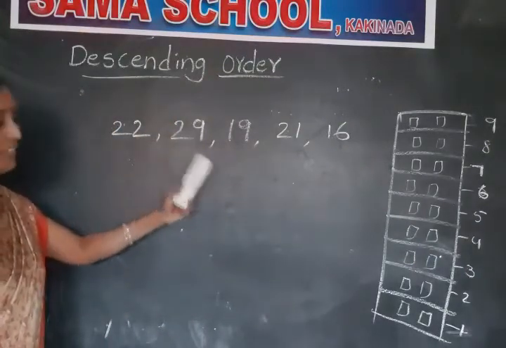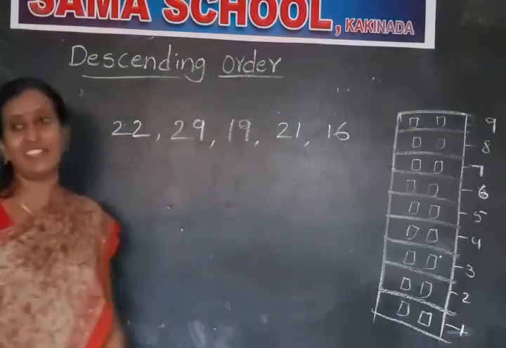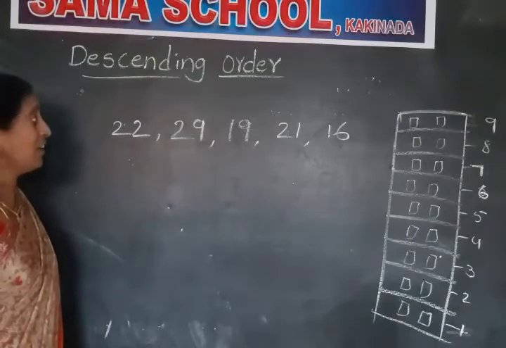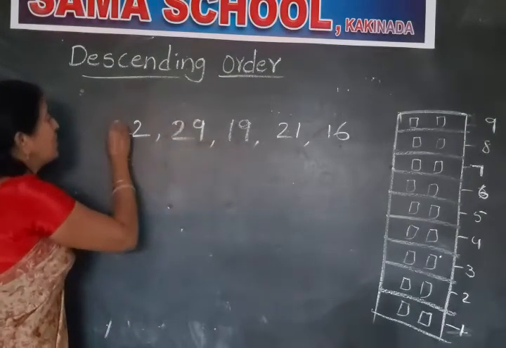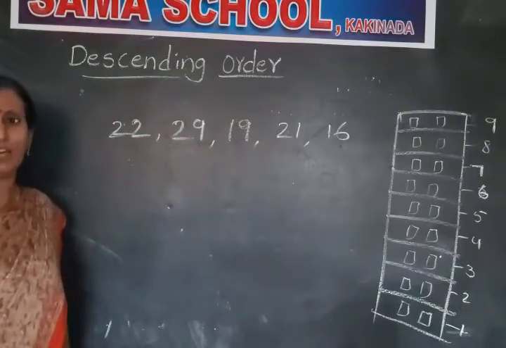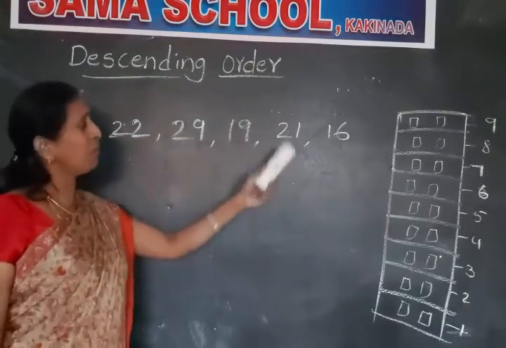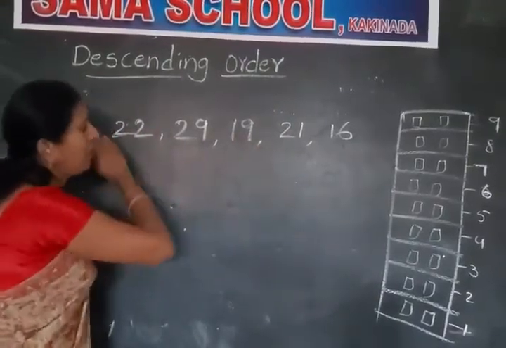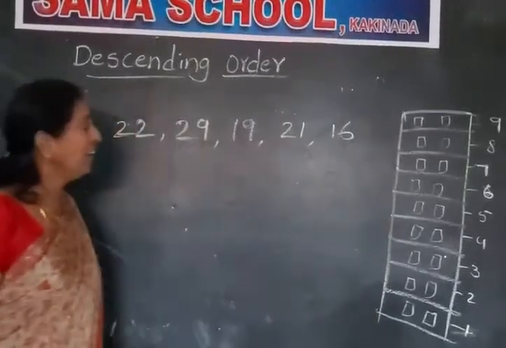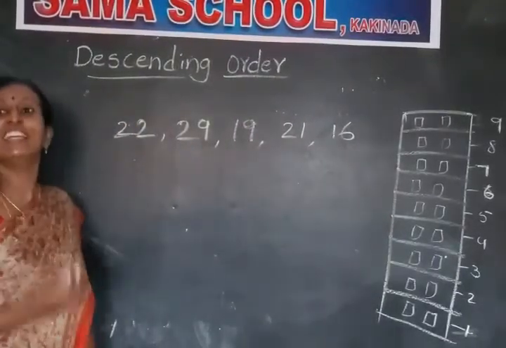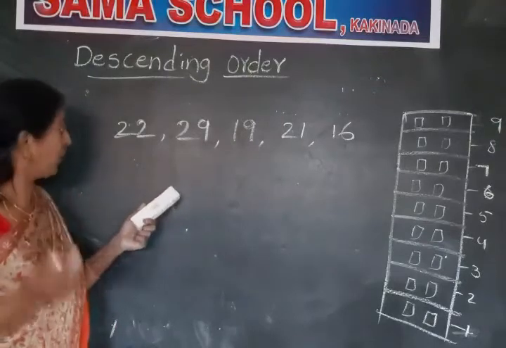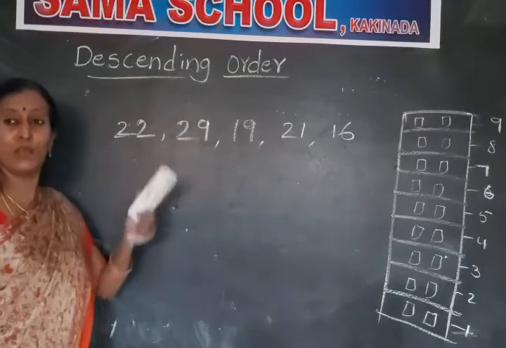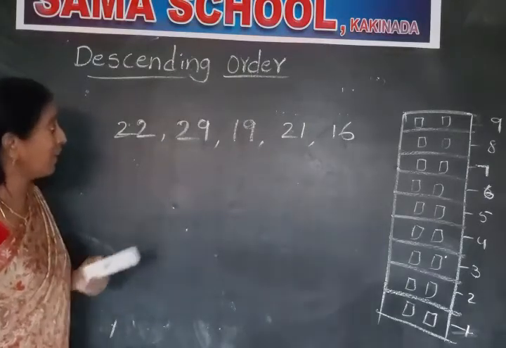Now 22, 29, 19, 21 and 16. Here I am giving the numbers. Now in these numbers, which is the big number? How to identify which is the big number? In all these numbers, 16 is very small. Now after 16 comes 17, 18, 19, 20. You go like that: 20, 21, 22, 23, 24, 25, 26, 27, 28, 29.